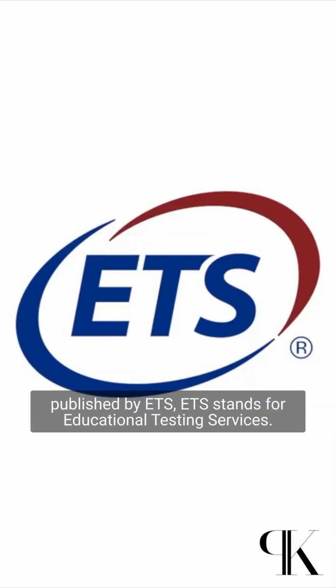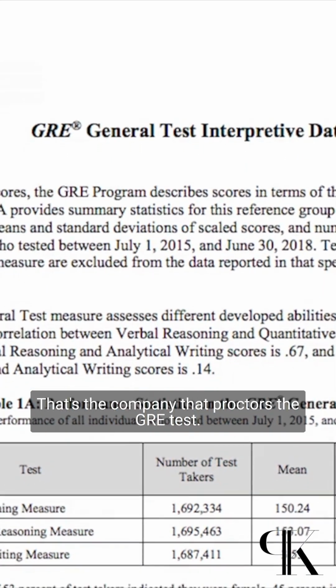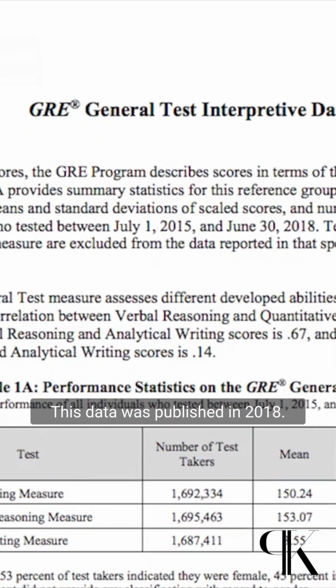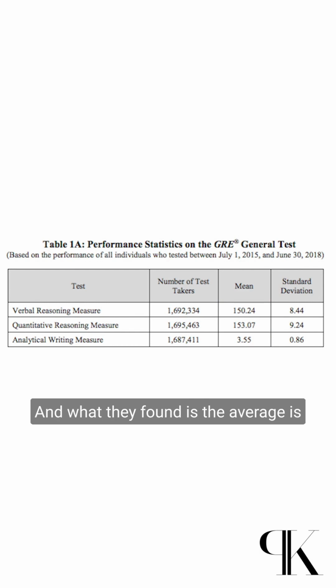When we look at some of the data that was published by ETS, ETS stands for Educational Testing Services, the company that proctors the GRE tests. This data was published in 2018. They looked at 1.7 million users and their scores, and what they found is the average is 150 for verbal and 153 for quant. But notice the standard deviation, it is 8 and 9 points respectively.